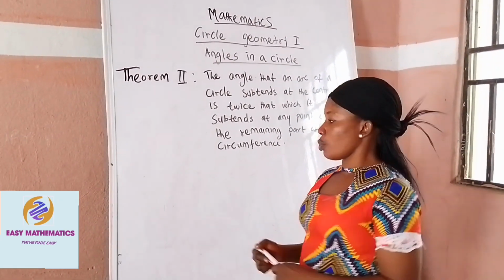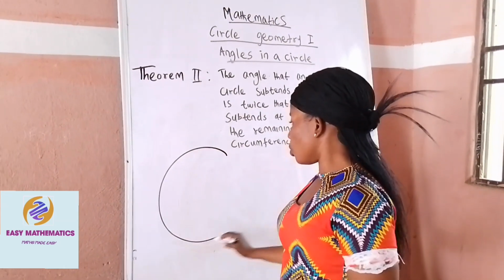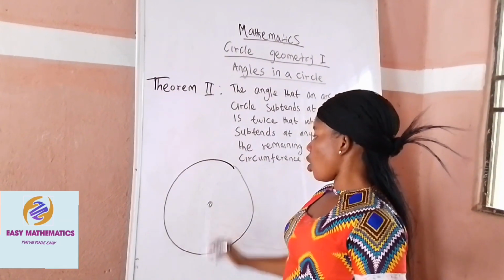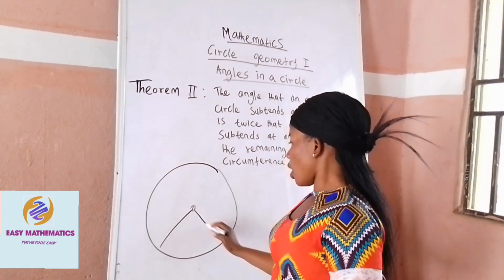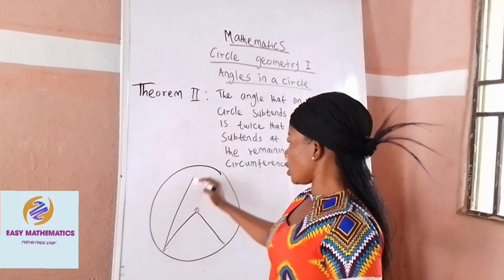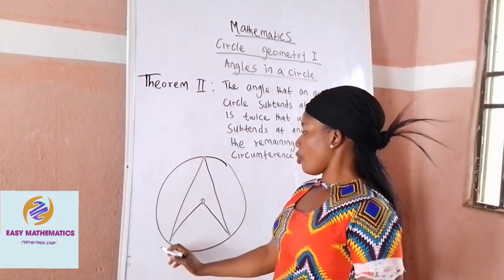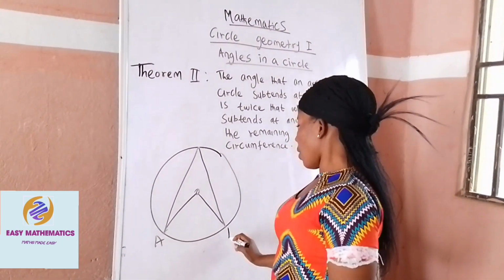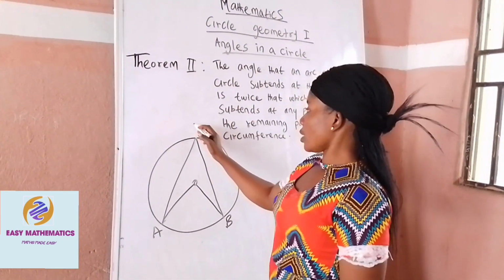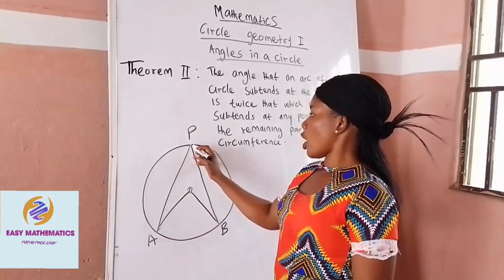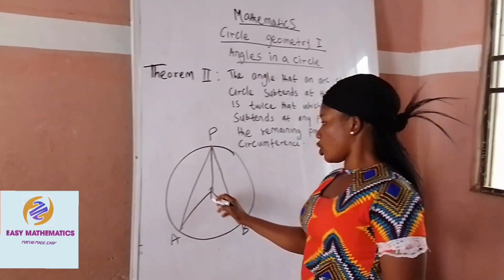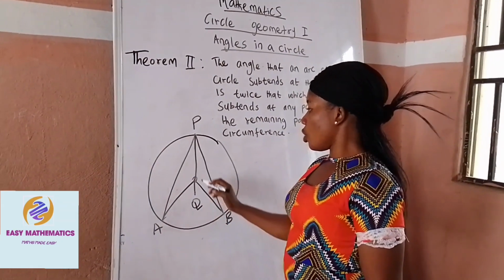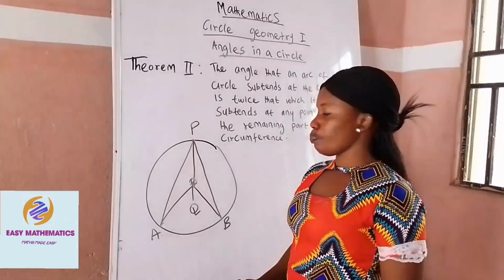Now, to prove this theorem, we draw a circle with center O. Here we call A, this is our B, and let's call here P. Now we draw a line from this point to here, and we'll call here Q. Remember, here is our O.